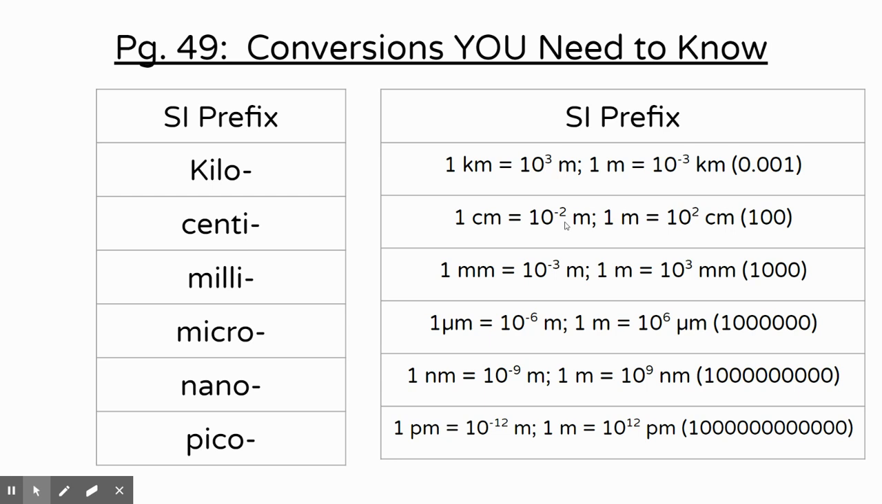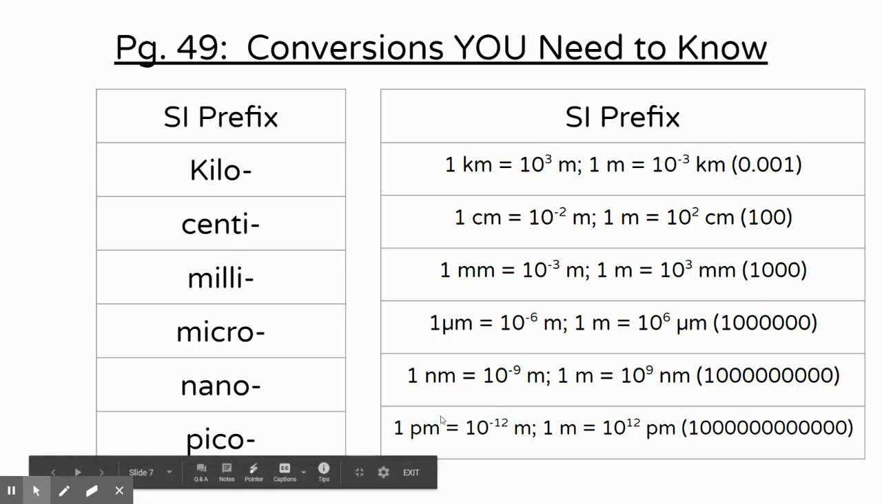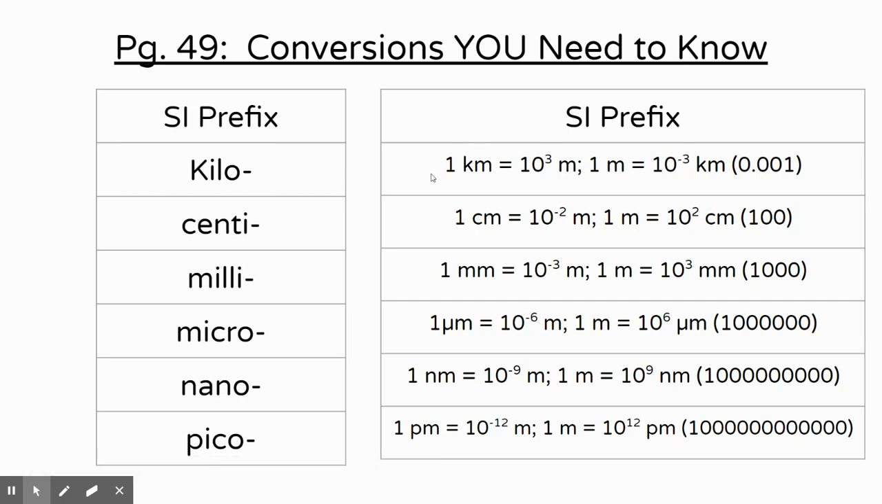Micro is 6 times smaller. Nano is 9 times smaller. And pico is 12 times smaller than the base. This meter could change. If I was talking about volume, this would be a kiloliter, a centiliter, a milliliter, a microliter, a nanoliter. So that base unit can change, but those prefixes mean the same thing, even if I change my base unit.